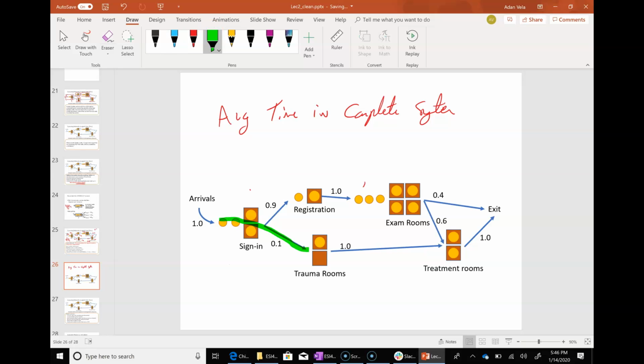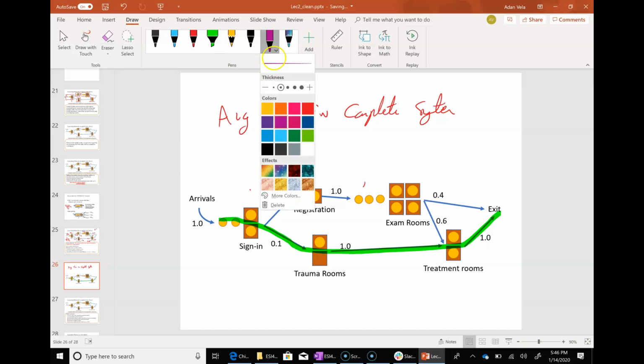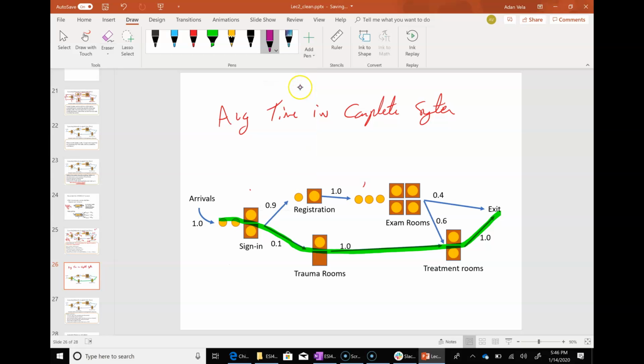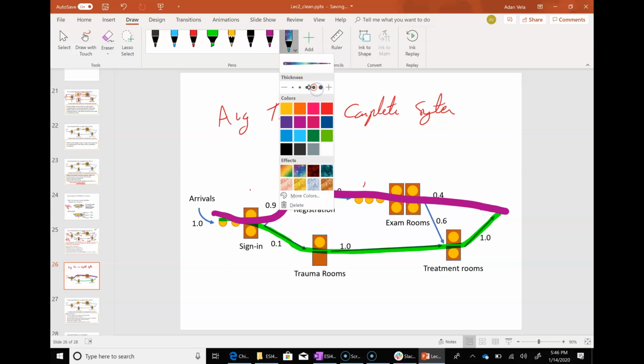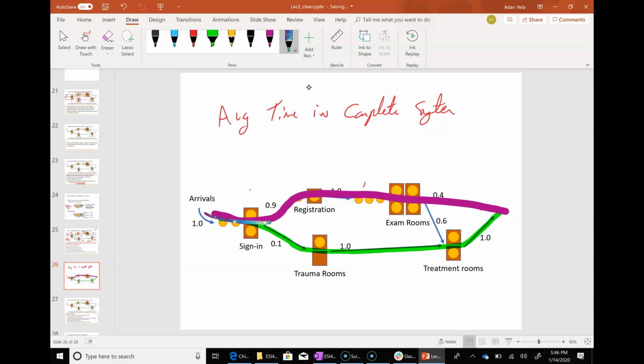One path, folks go this way. So there's path 1. Another path, folks go this way. And then finally the third path, we have folks who go that way. For each one of these paths, the time that they spend on it is the average time added up, right?